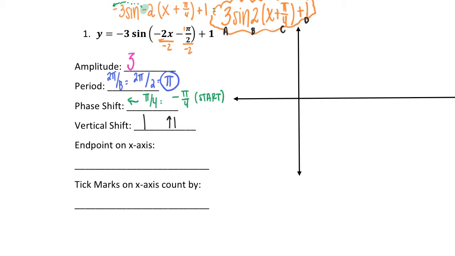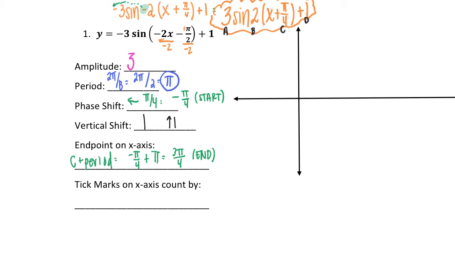And then let's find some additional things. So remember, to find the endpoint, we take c, the phase shift, and add the period. So it would be negative pi over 4 plus pi, which gives you 3 pi over 4. So that is our end.